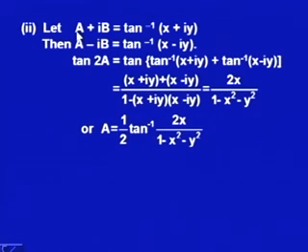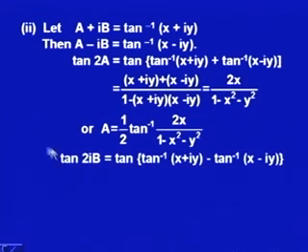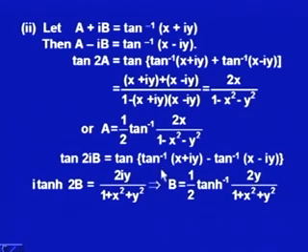So, that gives me the a part, and to calculate the b part I will subtract the two. So, it will be tan 2ib is equal to tan of [tan inverse (x + iy) minus tan inverse (x - iy)]. Then I apply the formula, and this gives me 2iy divided by 1 plus x square plus y square. So, when I simplify it I will get this.